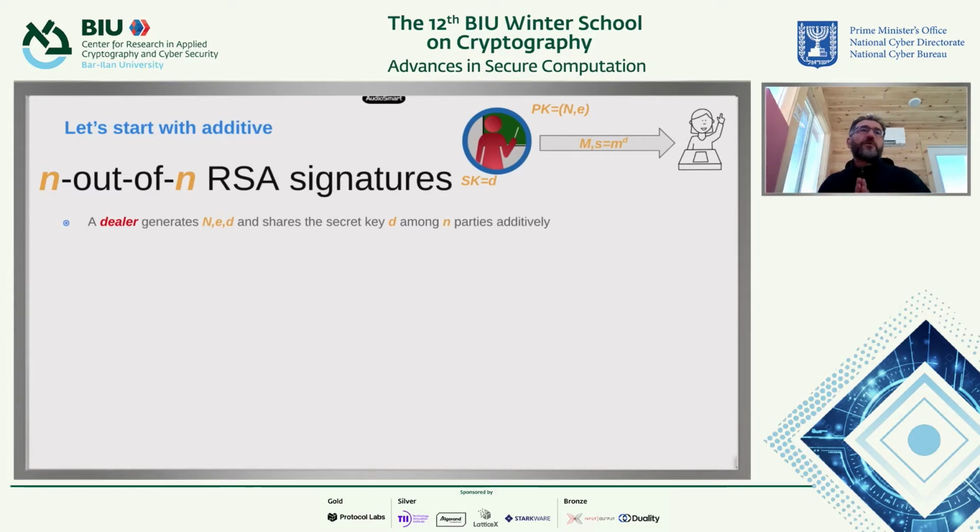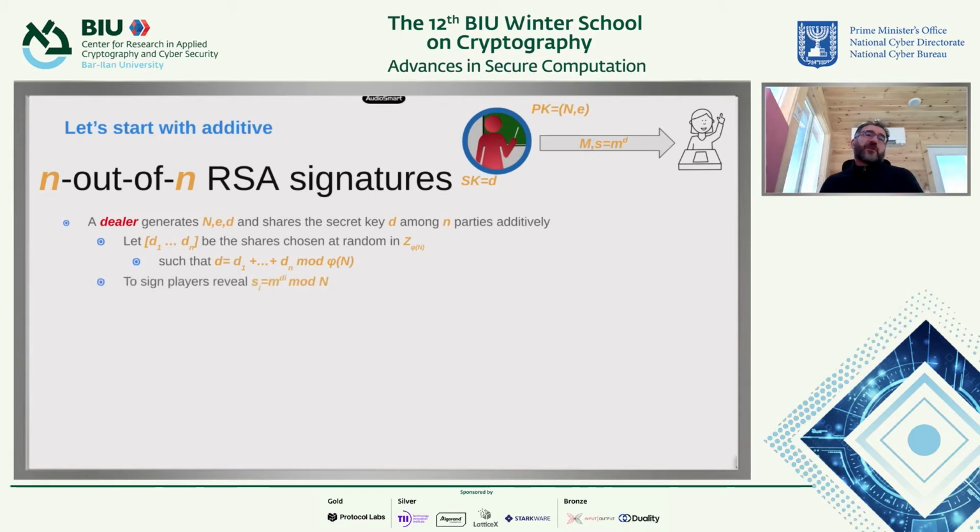So what does the dealer do? The dealer generates the whole key pair for RSA, so it generates N, E, and D. Here I'm denoting with capital N the RSA modulus, and with little n, sorry for the confusion, the number of parties. Then it takes the secret D and shares it among the n parties additively. What do I mean by that? It chooses random shares modulo phi of N, which the dealer knows because the dealer knows the factorization, under the condition that their sum modulo phi of N is equal to D. Again, the dealer can do all of this because the dealer knows the factorization.